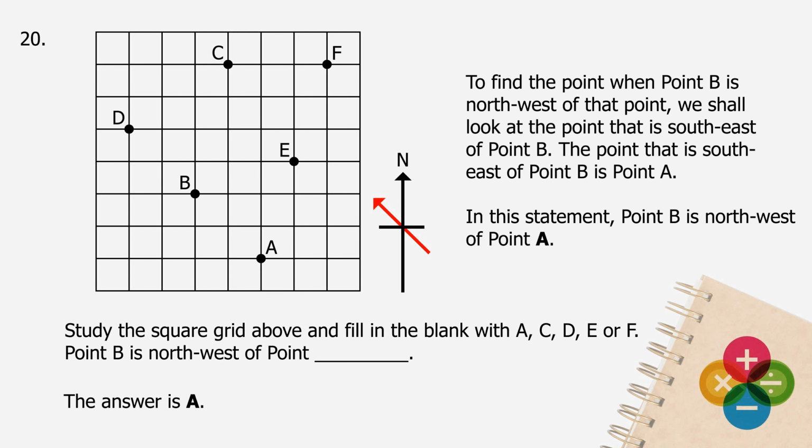In order to know the exact point, when point B is northwest of that particular point, we shall look at which point is at the southeast of point B. The point that is southeast of point B is point A. In this statement, point B is northwest of point A. The answer is point A.